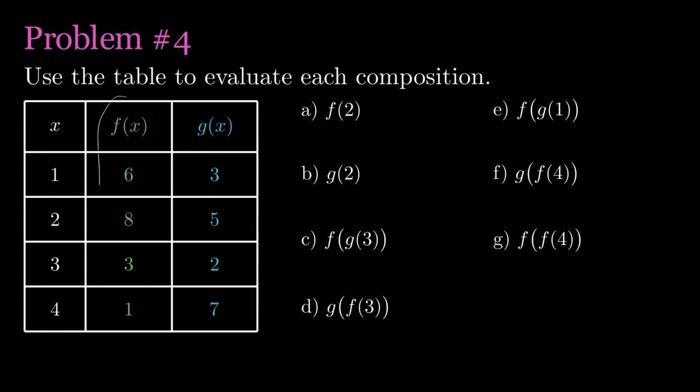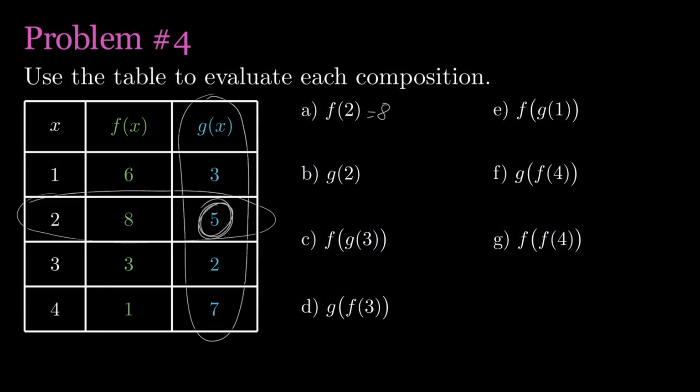So we're looking at the column for f of x at each input, and our input is 2, so it will be that row. Therefore, the number f of 2, or the value of the function f at the input of 2, is 8. In part B, we have g of 2, so we'll be looking at the column for the function g of x, but again evaluating at the input of 2, and that value is 5. Now for the remaining parts, we'll have to do it in steps.